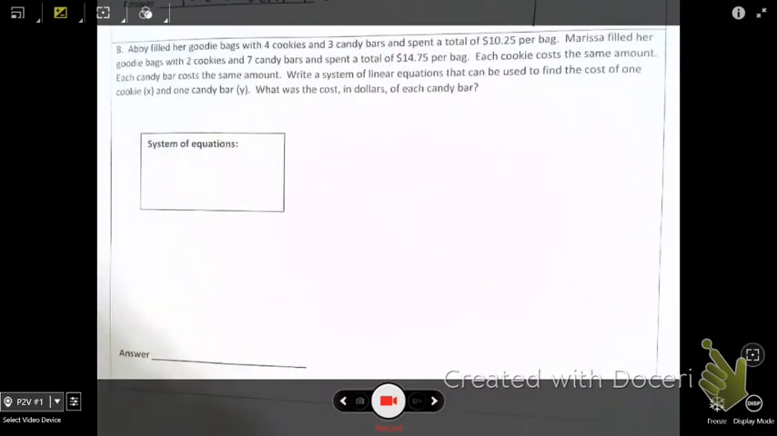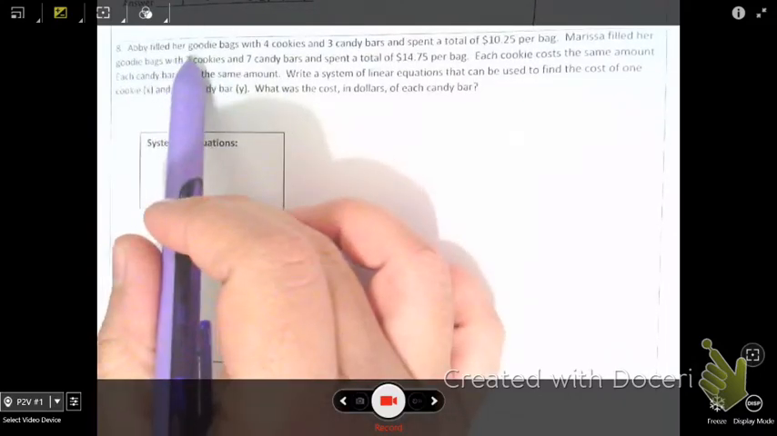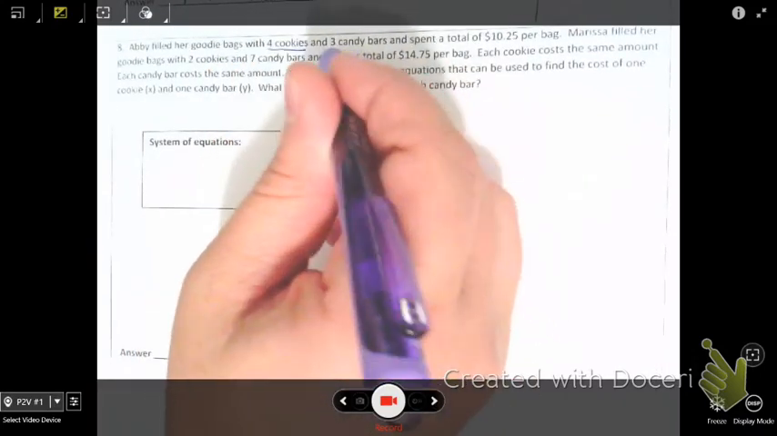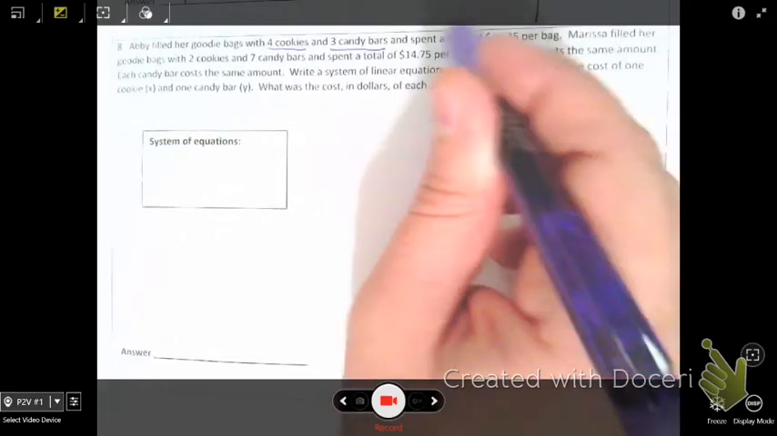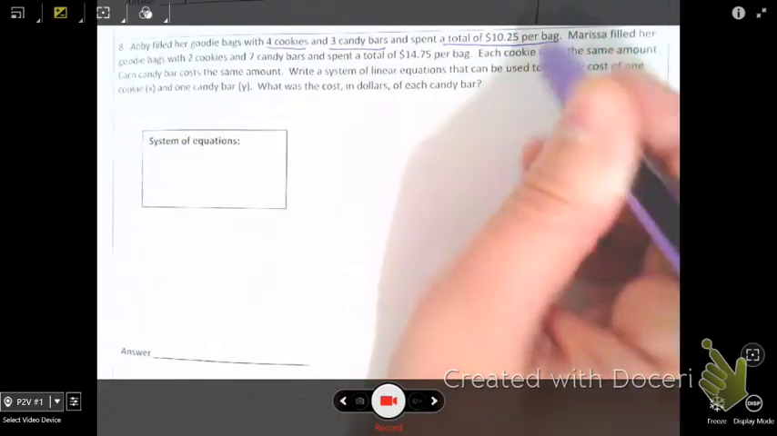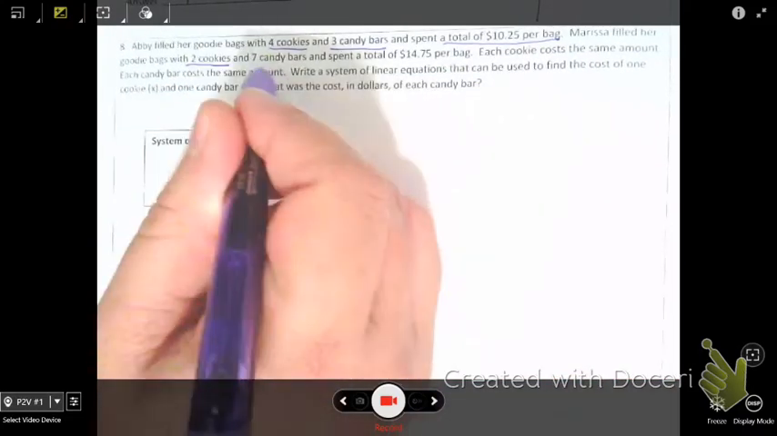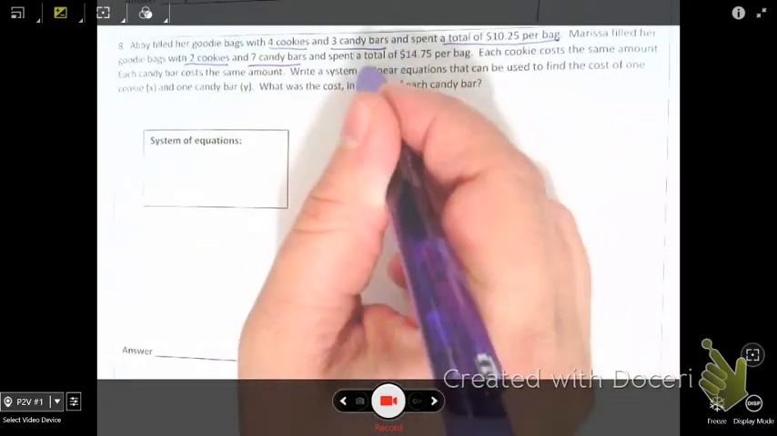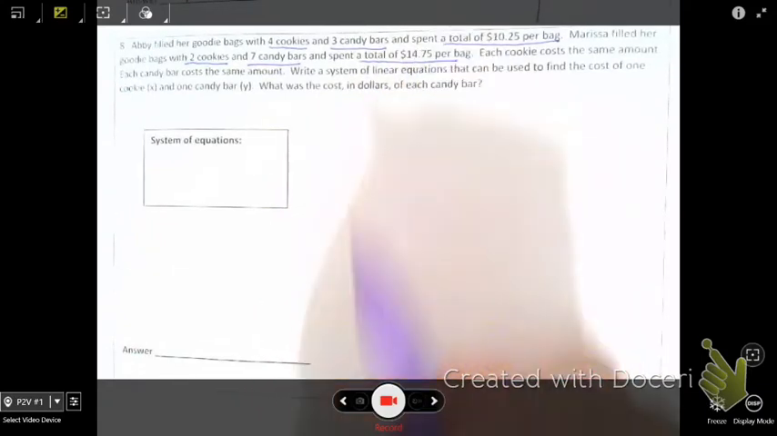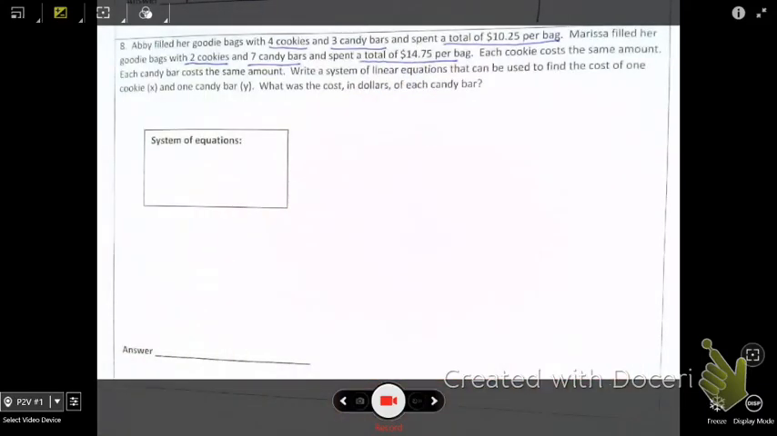All right, so number 2. Abby filled her goodie bags with 4 cookies and 3 candy bars, and spent a total of $10.25 per bag. Marissa filled her goodie bags with 2 cookies and 7 candy bars, and spent a total of $14.75 per bag. Each cookie costs the same amount. Each candy bar costs the same amount. Write a system of linear equations that can be used to find the cost of one cookie and one candy bar. What was the cost in dollars for each candy bar?